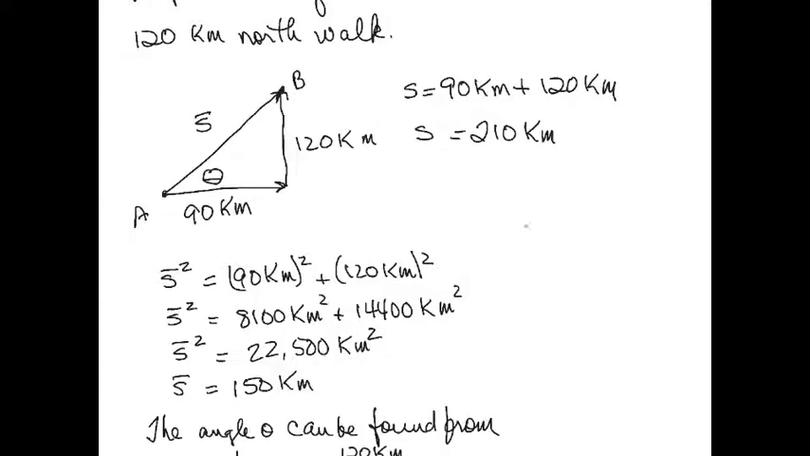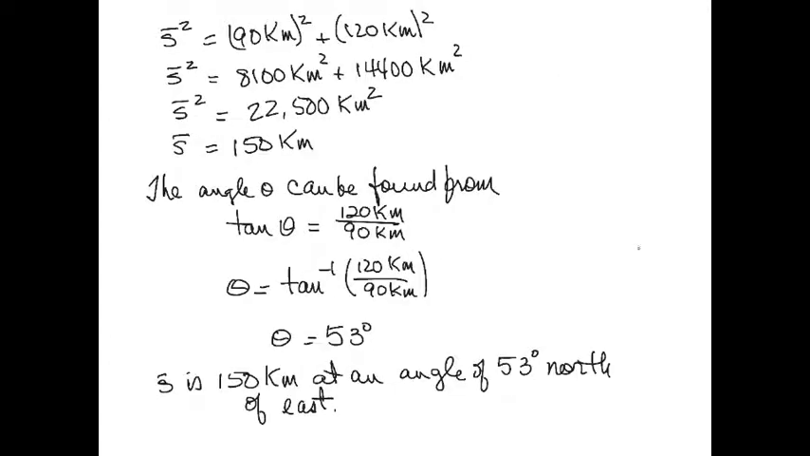Now, if we want to find the angle or the direction, I called the angle theta. I'm going to use the definition of tangent, and we see that the tangent is 120 kilometers divided by 90. I take the inverse tangent. You may know this is the arctangent. Take that ratio, use my calculator, and I get 53 degrees. We see that the displacement is 150 kilometers in magnitude and an angle of 53 degrees north of east.